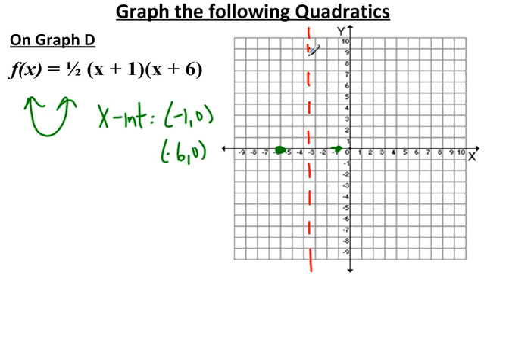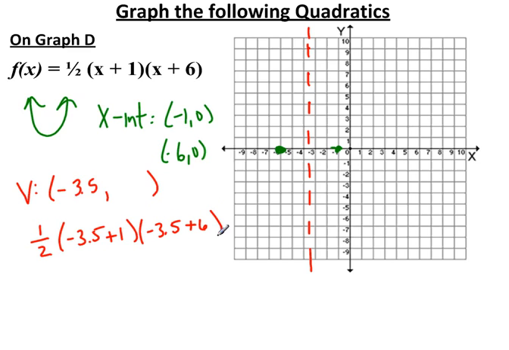So if I average negative 1 and negative 6, that's negative 1 plus negative 6, which is negative 7, divided by 2 is negative 3.5. So my vertex is going to be at negative 3.5 comma, and now I'm just going to substitute it in. I have 1 half times negative 3.5 plus 1 times negative 3.5 plus 6. This is going to be a negative 2.5. This is going to give me a positive 2.5.